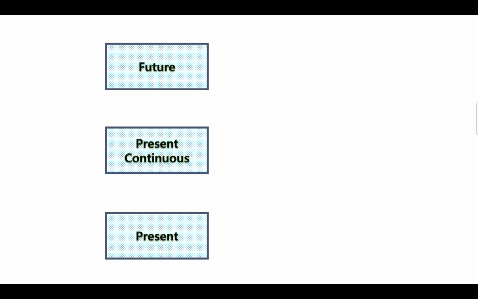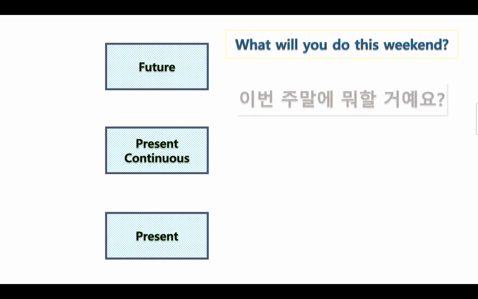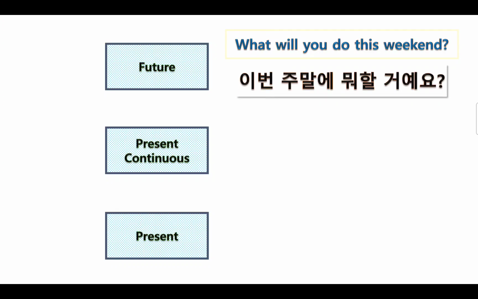And here I will show you that future tense can be substituted by present continuous or present tense in English. So let's see how we can apply this in Korean language. What will you do this weekend? This is perfect because this weekend is future, so here we use will, future tense. How about Korean language? 이번 주말에 뭐 할 거예요. So this is future tense. Perfect. What are you doing this weekend? This is a present continuous for future tense.